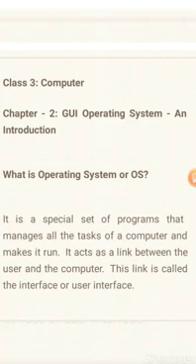There are many operating systems available in the market. Windows, Mac, Linux are some popular operating systems. So, what have we understood from this introduction? That operating system is a special set of programs that manages all the tasks of a computer and makes it run. It acts as a link between the user and the computer. This link is called the interface or user interface.